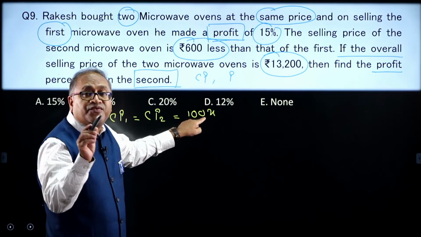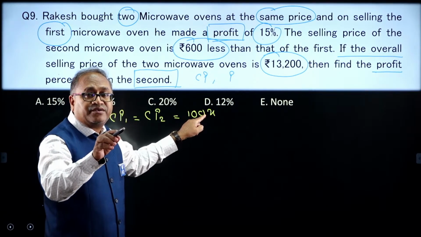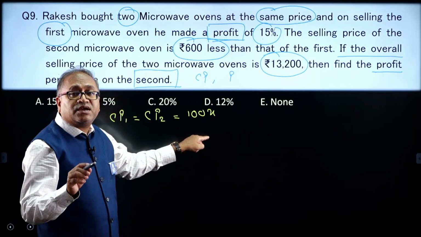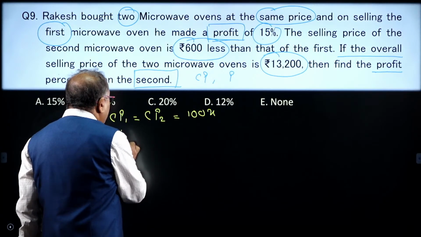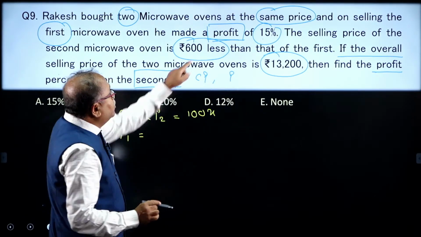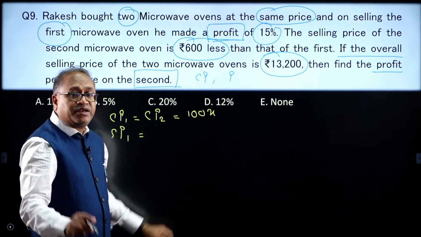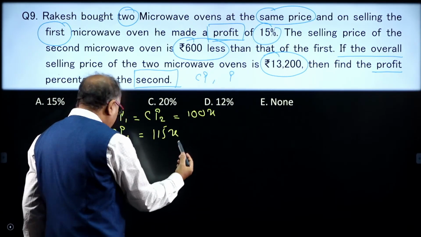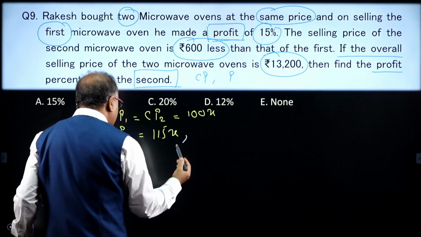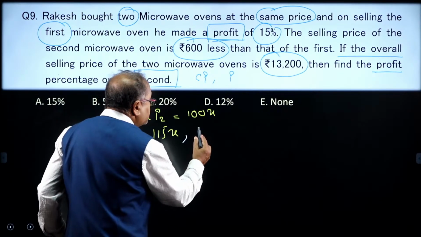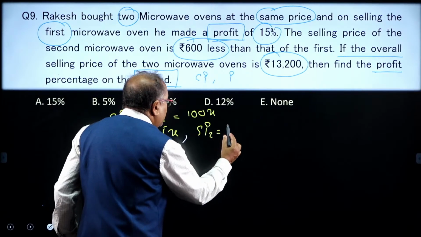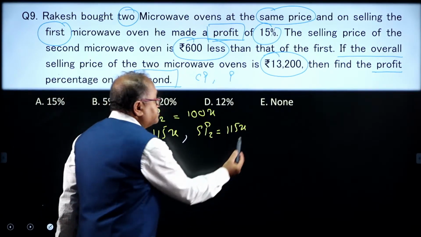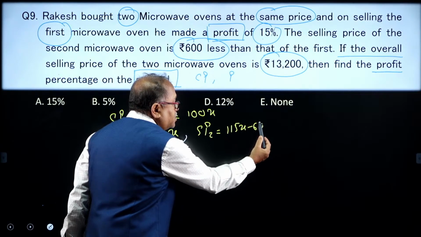So, 115x minus 600. That is the reason, as value is there, I have taken the 100x. Let us take that selling price 1 is equal to 15% profit where cost price is 100x. So, this is 115x. In that case, what will be the selling price of the second one? The selling price of the second one is 115x minus 600.